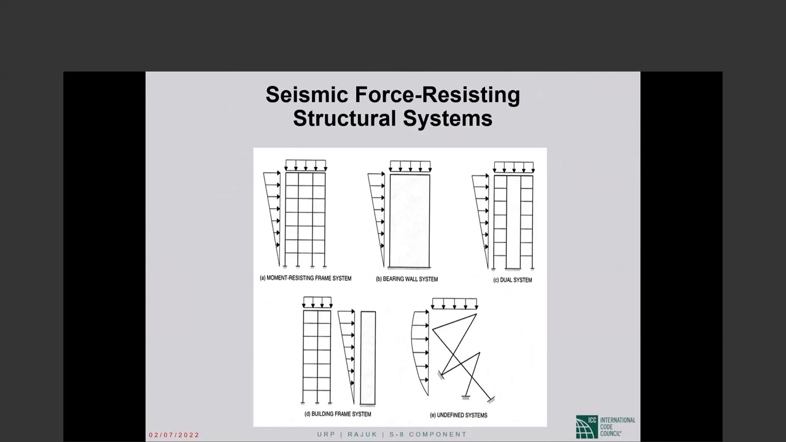The seismic force resisting structural systems, I spent quite a bit of time on the other day, so I assume that this was understood and remembered. We have moment resisting frame system, bearing wall system, and then combination shear wall frame systems, which can be designed as dual systems or building frame systems.